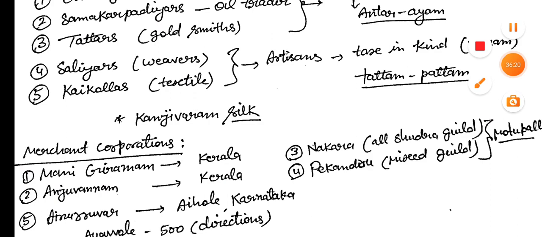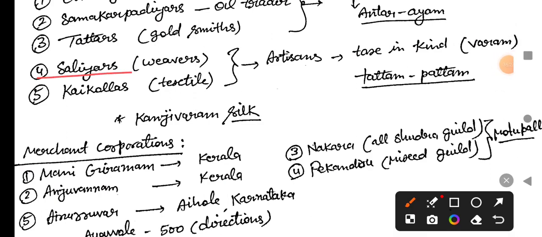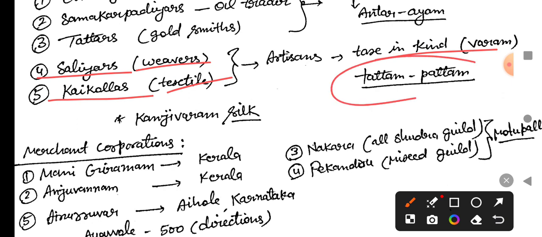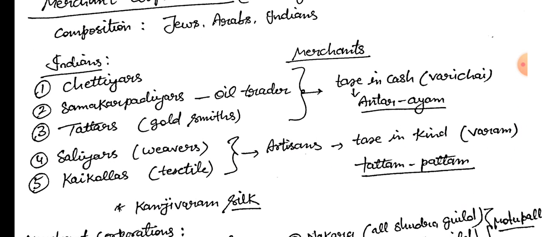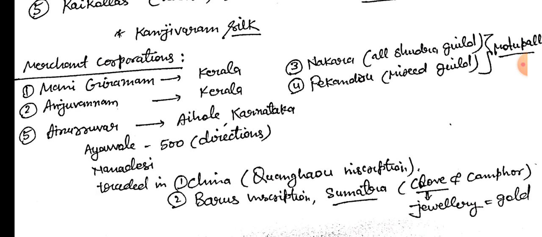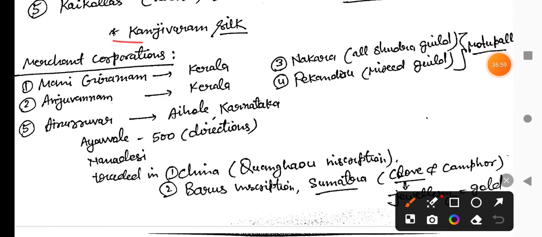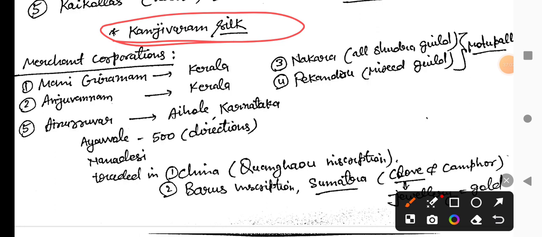Okay, and the last two corporations, that means Saliyars and Kaikolas. Saliyars were weavers and Kaikolas were textile-making farmers. So they were artisans, and they needed to give tax in kind. The tax in kind was known as Varam, and in South India, that means Tattam Pattam. Okay, tax in kind and tax in cash, and tax in kind is Tattam Pattam. Kanjivaram silk was very prevalent in South India.